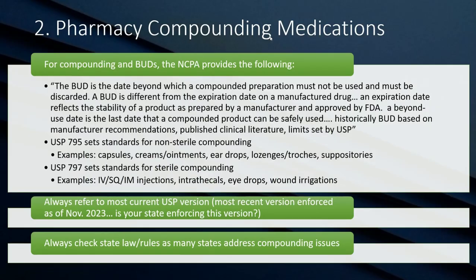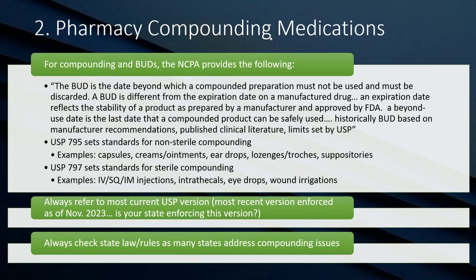So for beyond use dates for compounding medications, right, this is another time you have to think about beyond use dates. The beyond use date is when a compounded preparation must not be used and must be discarded, right? So it's different from the expiration date on the manufactured drug. The expiration date reflects the stability of a product as prepared by the manufacturer and approved by the FDA. The beyond use date is the last date when a compounded product can be used safely. Now, historically, it's based on the manufacturer recommendations, published clinical literature, or limits set by USP.